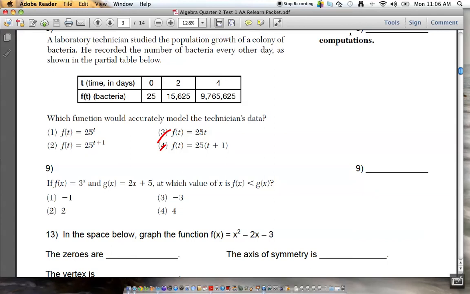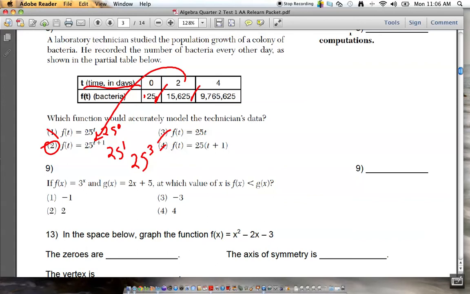Now, what is anything to the 0 power? Because this is t, time. Anything to the 0 is 1. So if I do 25 to the 0, it should have said 1 here. So clearly it can't be choice 1. So this arrives to choice 2. Let's plug in the values and see if it works. Here, 0 plus 1 is 1, and 25 to the first is 25. So that checks. Let's plug in a 2. 2 plus 1 is 3. 25 to the third, it's 625 times 25, which I guess is 15,625. And it will also check for the fourth one. So, therefore, choice 2 works.